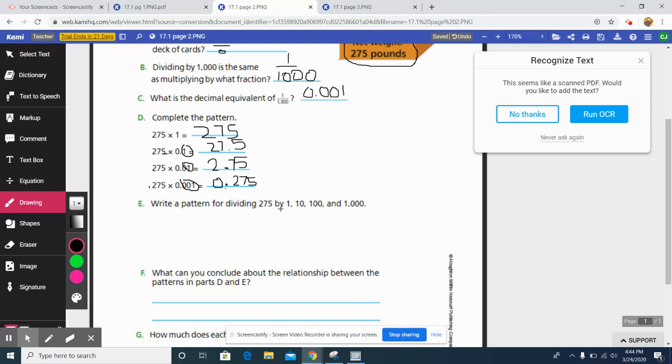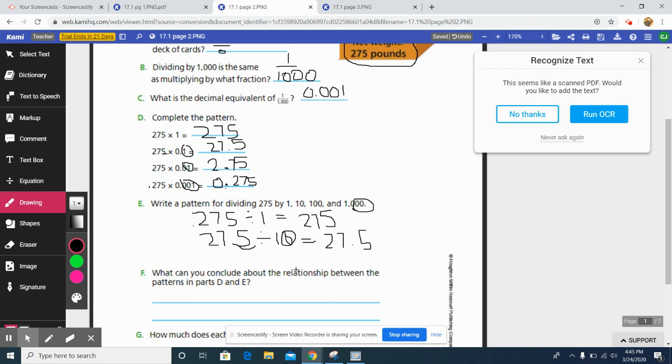Okay, so it says write a pattern for dividing 275 by 1, 10, 100, and 1,000. Okay, so now we're dividing. So we would write 275 divided by 1 equals 275. 275 divided by 10 equals, well, how many times am I going to move my decimal to the left? 1 time. 27 and 5/10. And so on. Divided by 100, I'm going to move it twice. So 275 divided by 100, I'm going to move it twice to the left. 1, 2. So it's 2 and 75 hundredths. 275 divided by 1,000, I'm going to move it 3 times. 1, 2, 3.